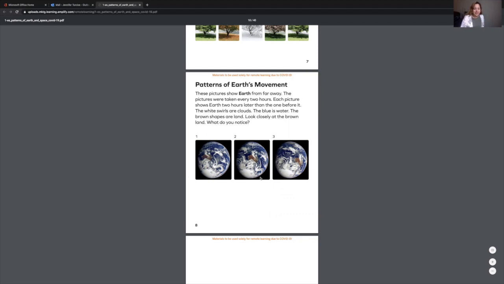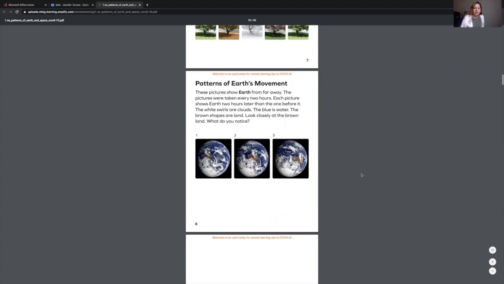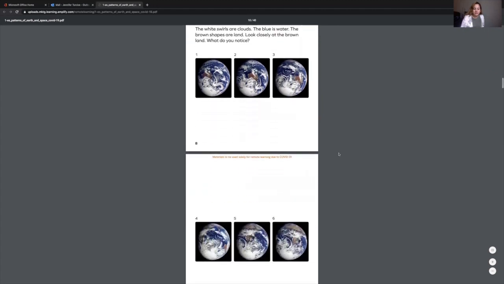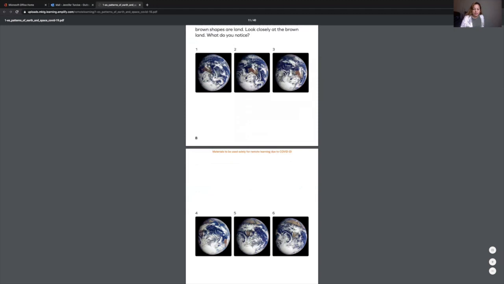If you look closely at the brown land, what do you notice? As we keep going, what do you notice about the brown land? Good, it looks like it's moving. That means that Earth is always in motion. It's always moving.